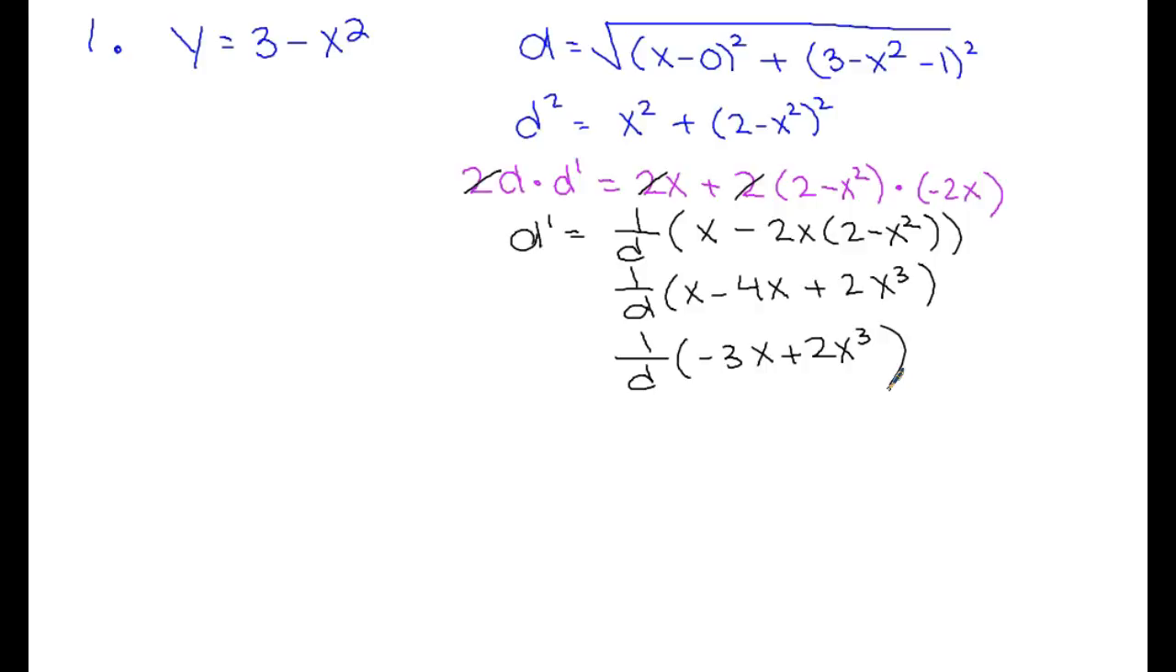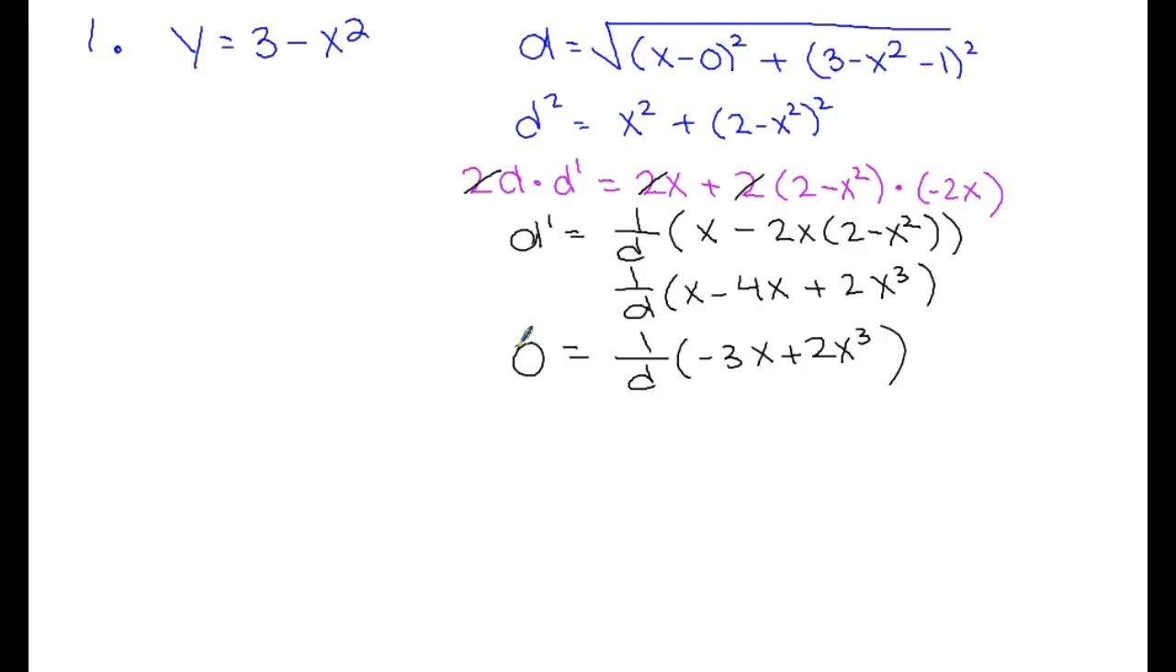The reason I keep writing the 1 over d and not caring so much about that is because, being that it's 1 over d, if I set this equal to 0, that d is going to be in my denominator. It's really like all of this written on top of all of that.